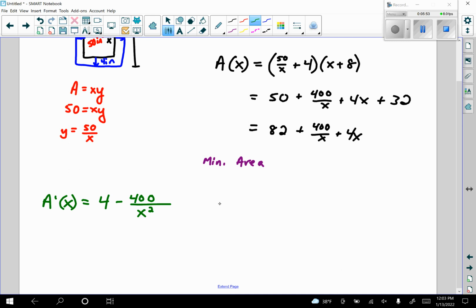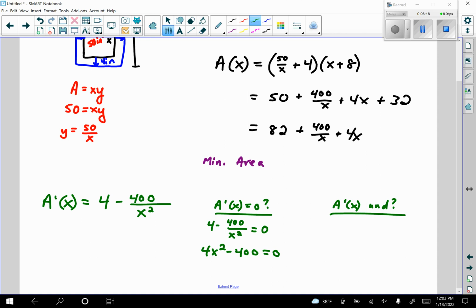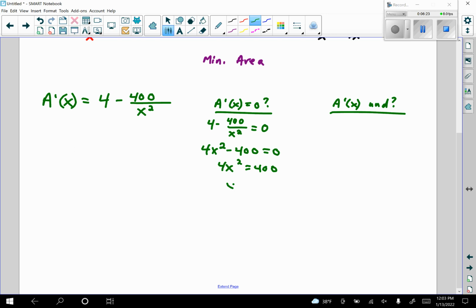Where is it equal to 0? Where is it undefined? All right, so we had definitely seen a couple equations set up like this. What we first want to do is just multiply throughout by x squared. So we get 4x squared minus 400 equals 0. Add 400, divide by 4. And we only want a positive value here, so x is going to equal 10.